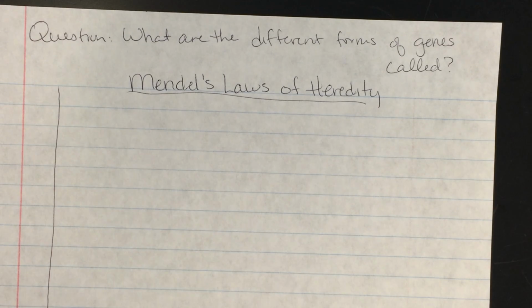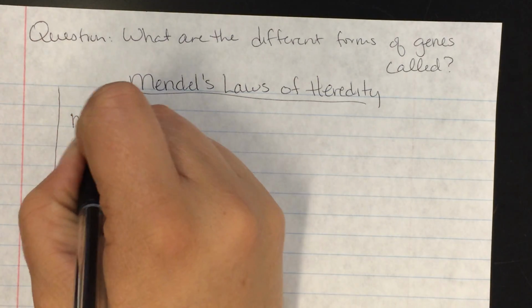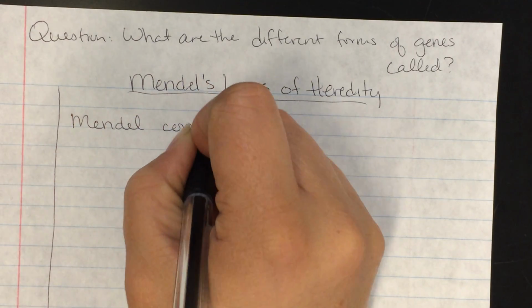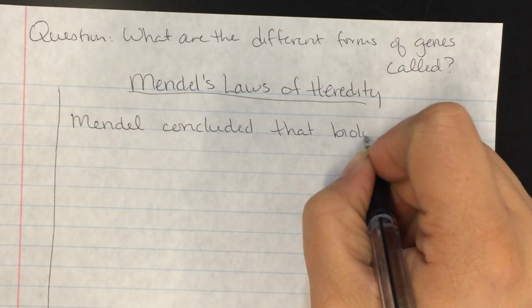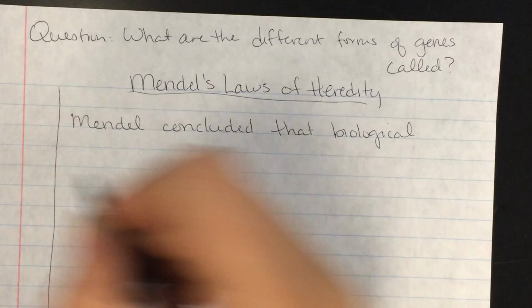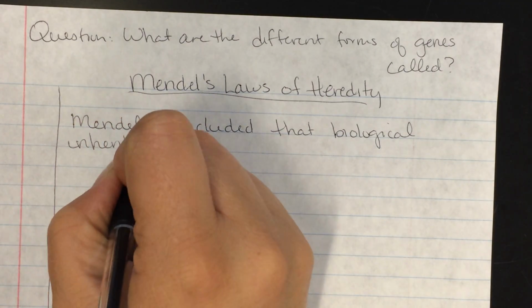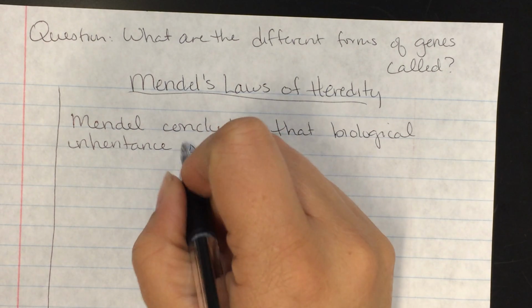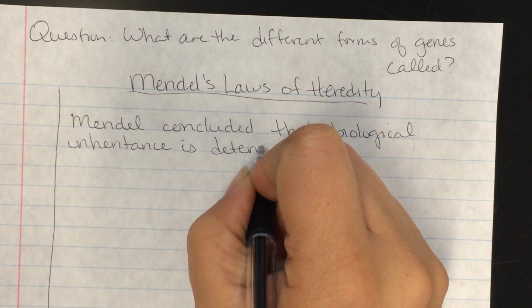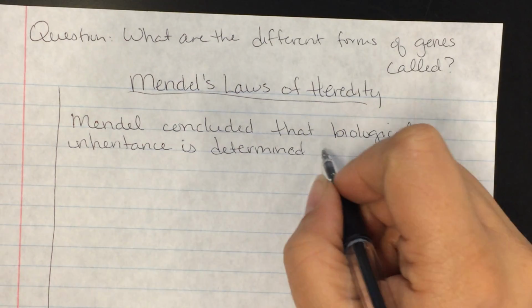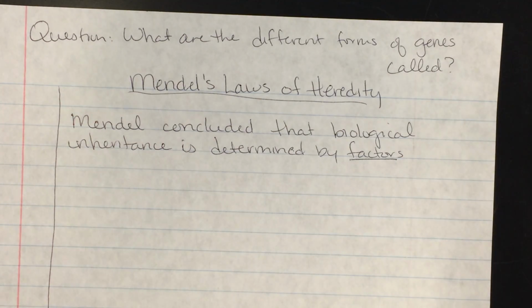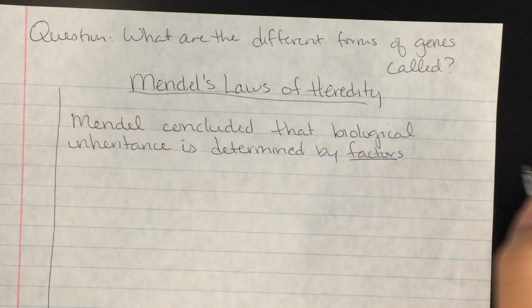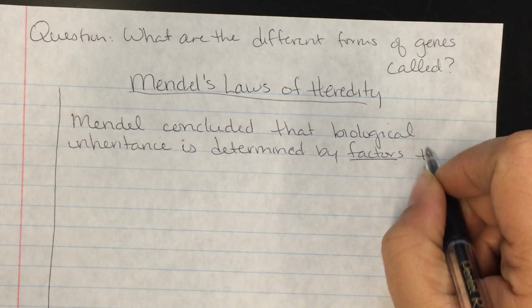So let's start out first with what Mendel did. Mendel concluded that biological inheritance, gotta love those really big words, is determined by factors. Notice he's not saying genes, he's not saying traits, he's not saying proteins, he's saying factors. Because Mendel was around in the 1800s and that's all he really knew. There was something, but didn't know exactly what.